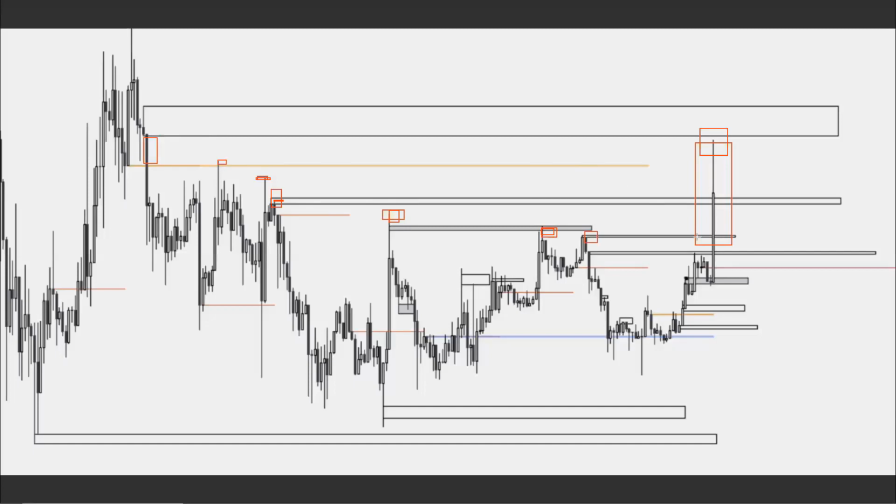So this move is not unexpected, because that area is totally compressed. And as a result, you get that illiquid move into the level, and then a quick response. And price ended up retracing this entire move.